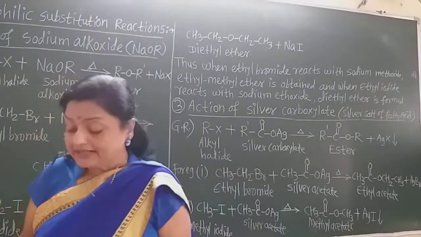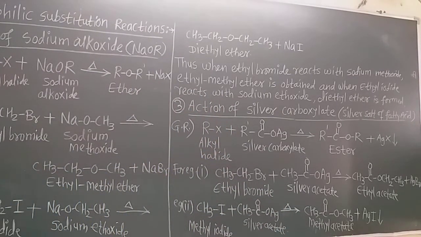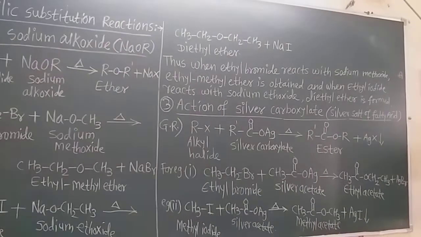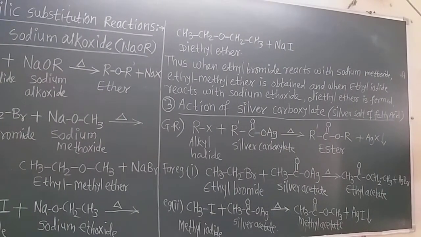Remember, student. Now let us learn the next nucleophilic reaction. So you learned here in this third reaction the action of silver carboxylate. What we obtain is the ester, and silver carboxylate is also called the silver salt of fatty acid. So when ethyl bromide reacts with silver acetate, there is formation of ethyl acetate. And when methyl iodide reacts with silver acetate, there is formation of the ester methyl acetate.